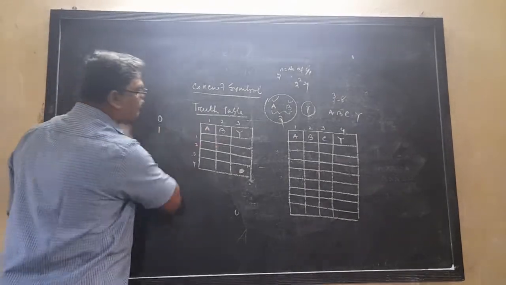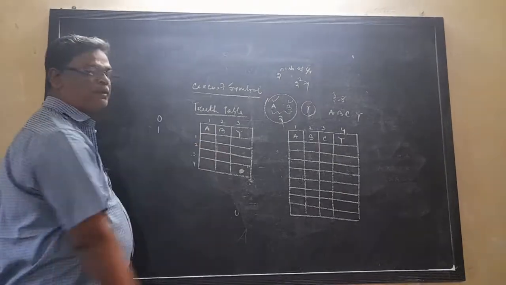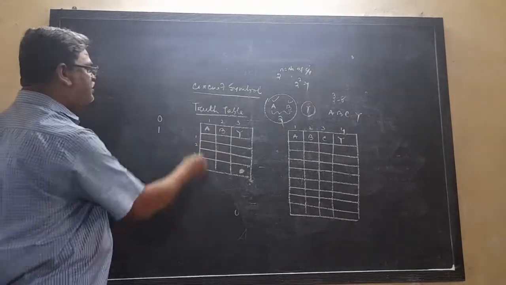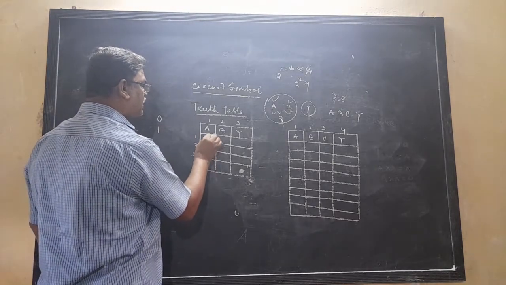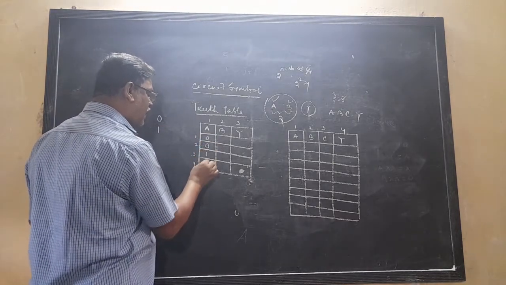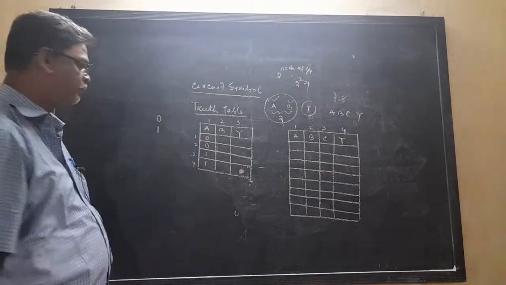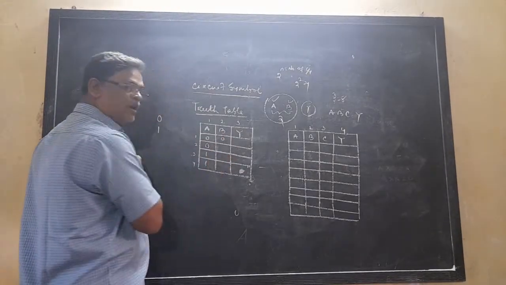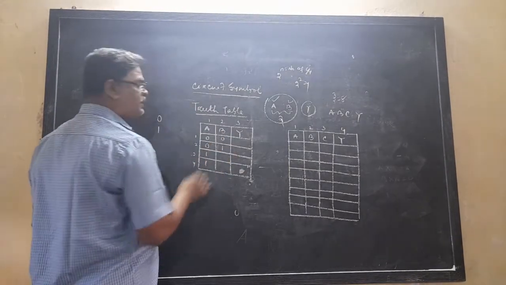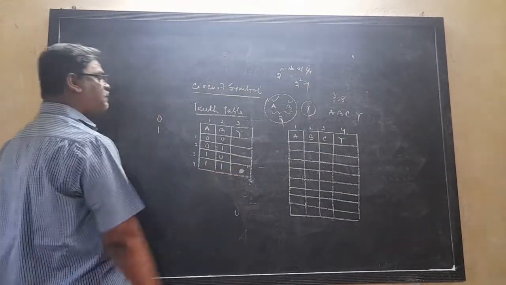Since each input has two truth values, how do we fill up the table? By using the half method. First you fill up half of the rows by 0 and the next half by 1. Then, for the next column, the first half is filled up by 0 and the second half by 1.